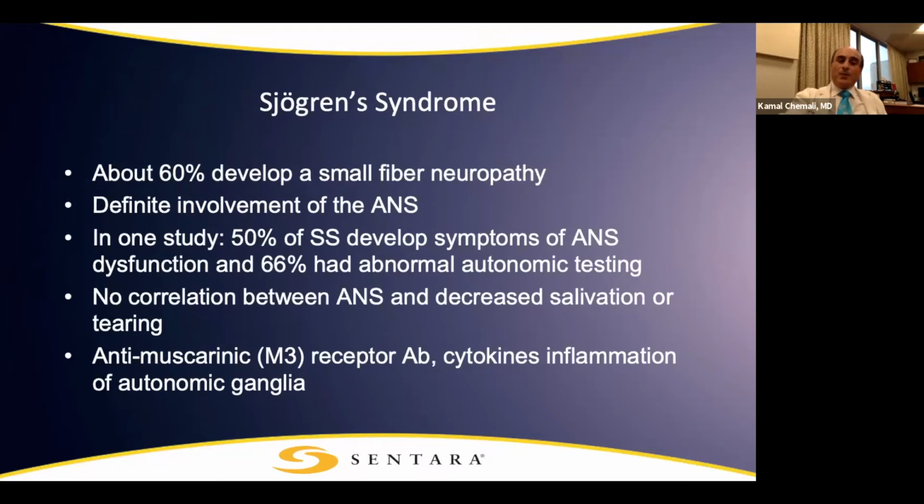Important to say that there's no correlation between autonomic nervous system symptoms and the degree of dryness, decreased salivation or decreased tearing. Okay, so different types of antibodies have been incriminated, including cytokine inflammations, anti-receptor antibodies, autonomic ganglia, anti-nicotinic receptors. So we don't know exactly the mechanism of action of that problem, of Sjogren's syndrome, but we know that there is a clear-cut association between the two.